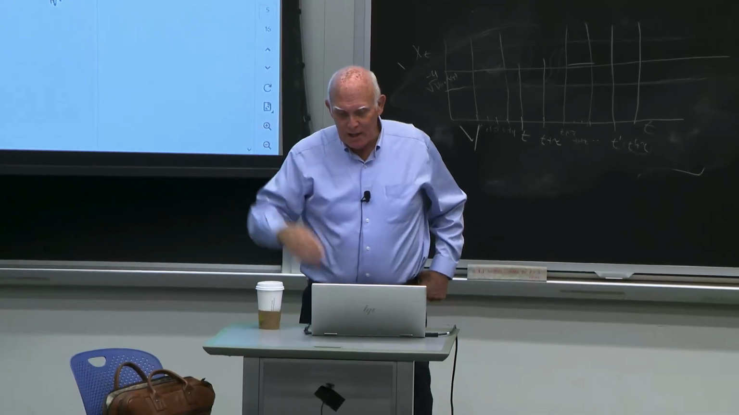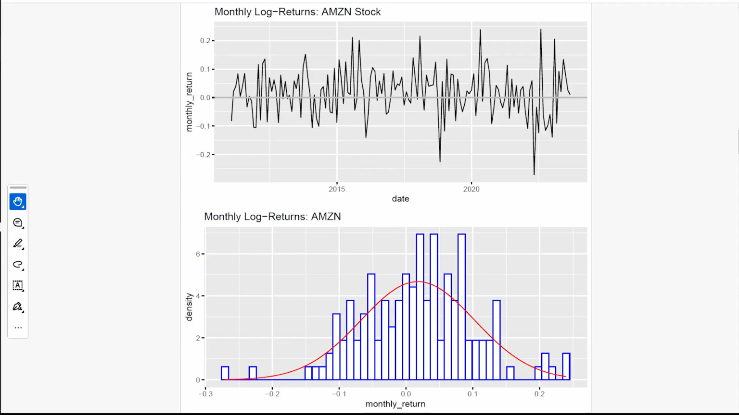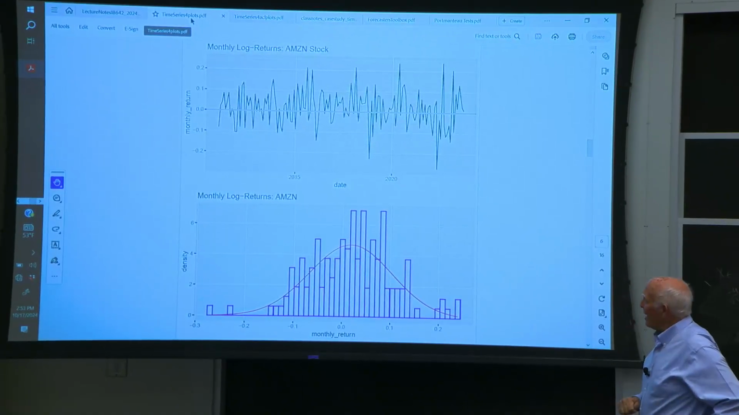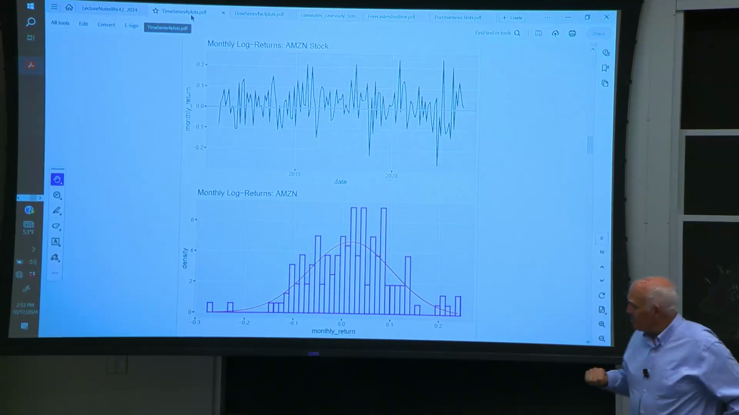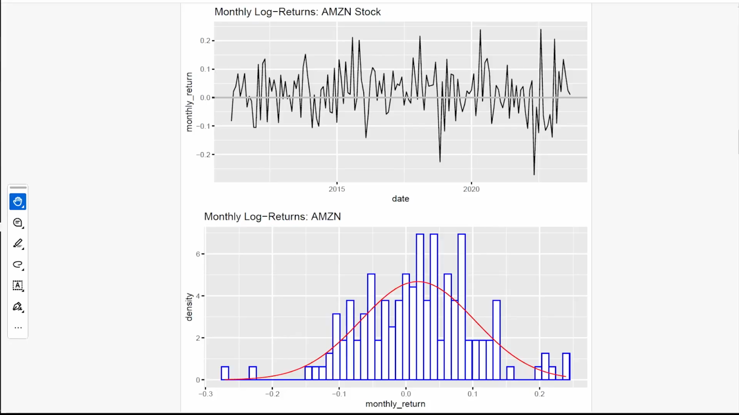We still have a trend in the series, and taking the differences in the log values makes this series stationary, or at least appear stationary. And here's the log returns on a monthly frequency. And here's the histogram of those log returns and the normal fit. It's perhaps doing a slightly better job than for the S&P 500. It's not clear.